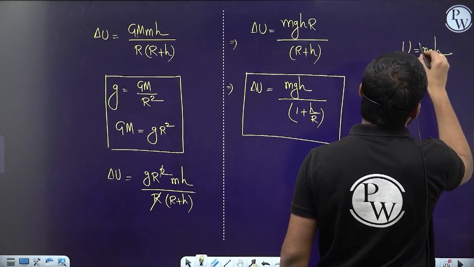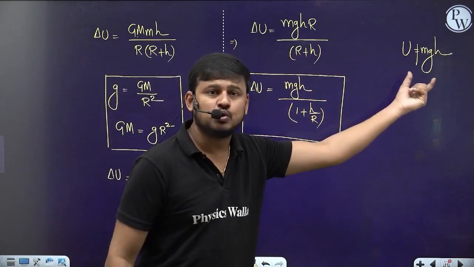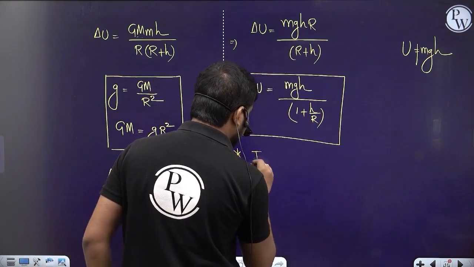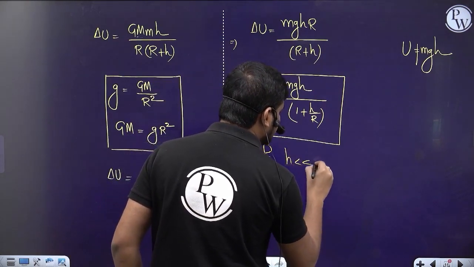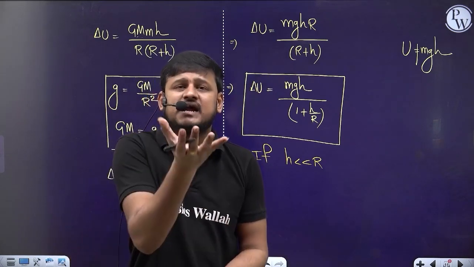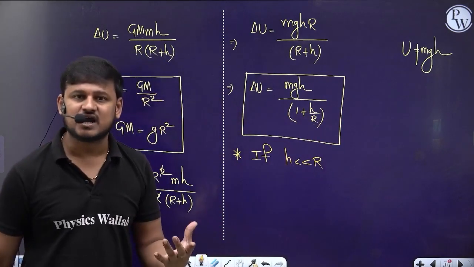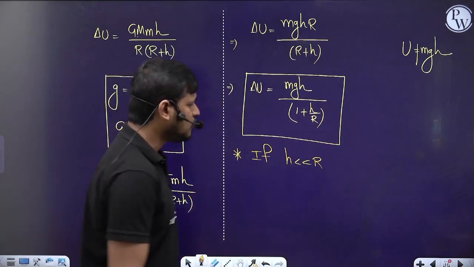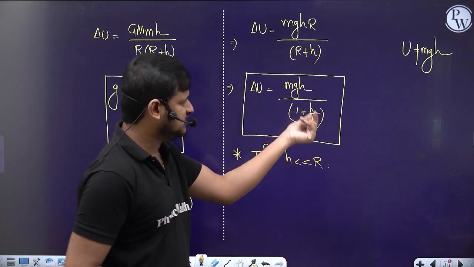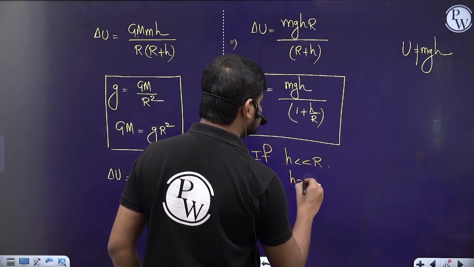So U equals mgh is not always true. This is true when, I'll write the condition, if h is far less than R. If we have taken the object from the surface of the earth to some height where that height is negligible when compared with the radius R of the earth. If h is far less than R, then this value almost tends to 0, so h can be considered almost 0.